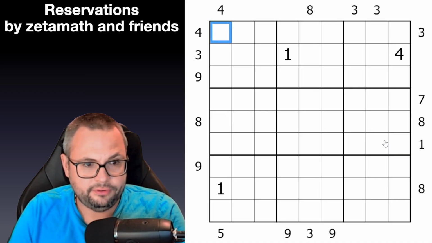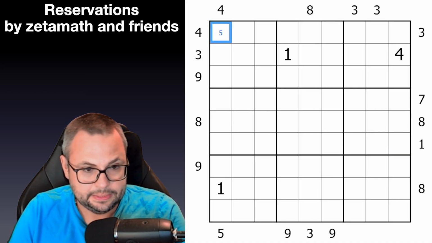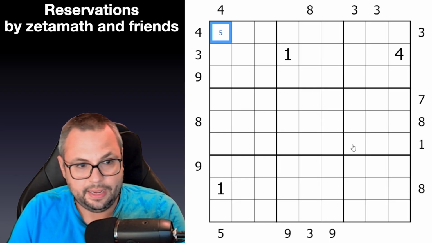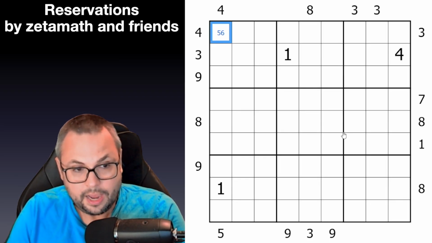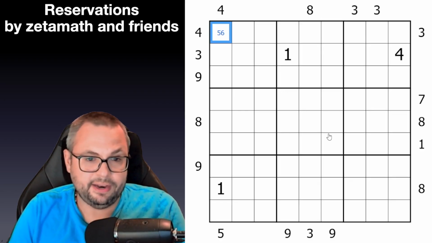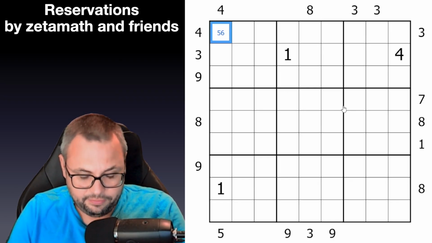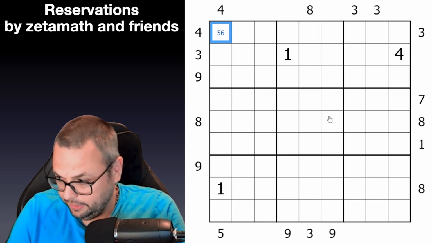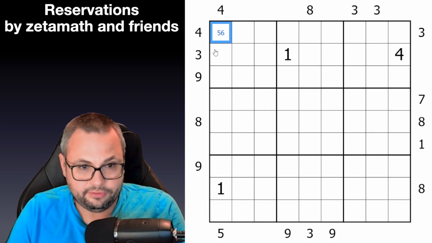Now, I'm not sure I see a reason it can't be a 5 right away. I'm not sure I see a reason it can't be a 6. But I do see a reason it can't be a 7, 8, or 9. And pause the video for a second if you're not sure and see if you see why it can't be a 7, 8, or 9. And the reason is Sudoku.